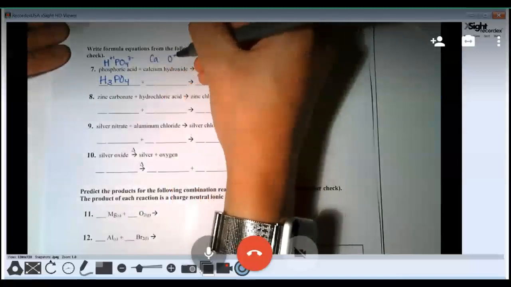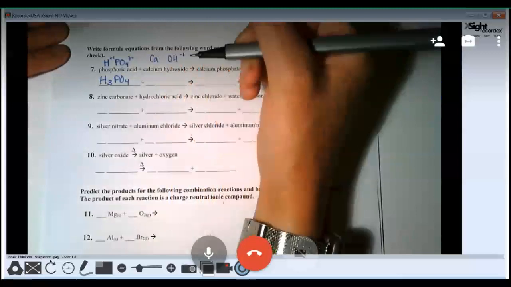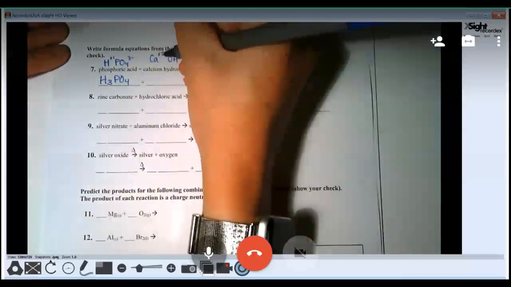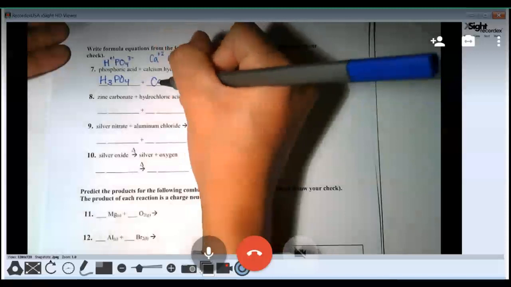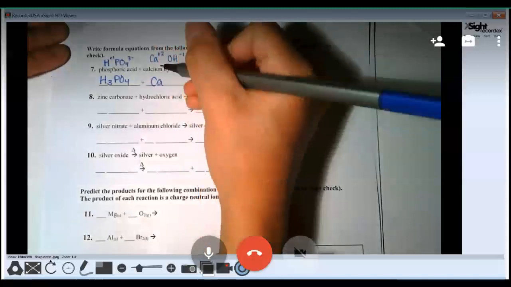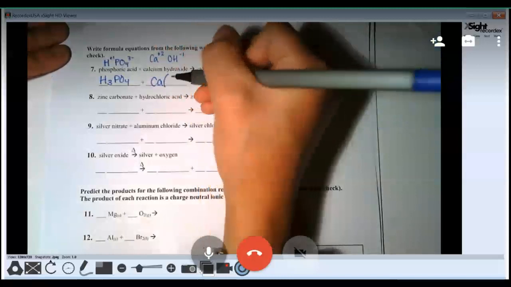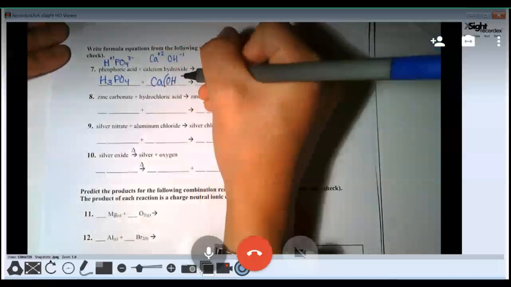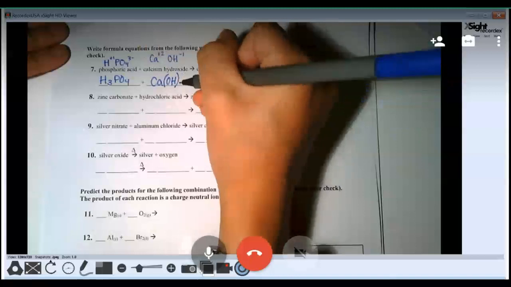Okay. Then we have calcium hydroxide. So I have my calcium ion and my OH with a -1 charge. Calcium has a +2 charge. So when we crisscross, we get Ca1, but we don't show that 1. And then we're going to end up with 2 hydroxides. So I'm going to open my parentheses, OH, close parentheses, and then put that 2 outside of the parentheses. Okay.